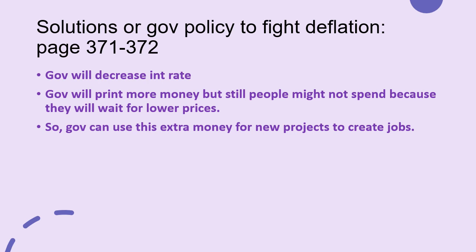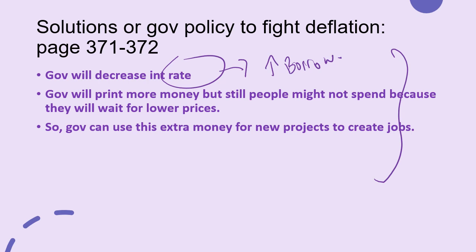Now, what will the government do to fight deflation? These are the three policies that the government will be using. The government will be decreasing the interest rate, because when they decrease interest rate, what will happen? I will be encouraged to borrow more. And when I borrow more, it means I will have more money, so I will be demanding more again. So we will be increasing aggregate demand, leading prices to increase again. Remember, this would lead to inflation again.